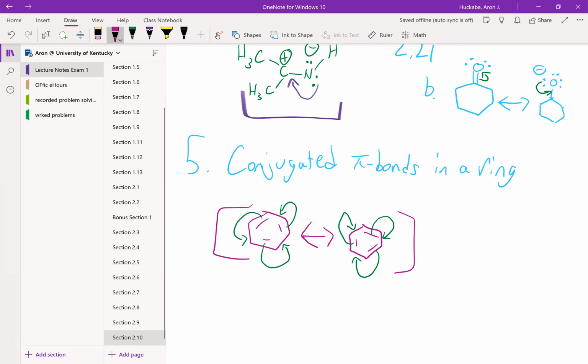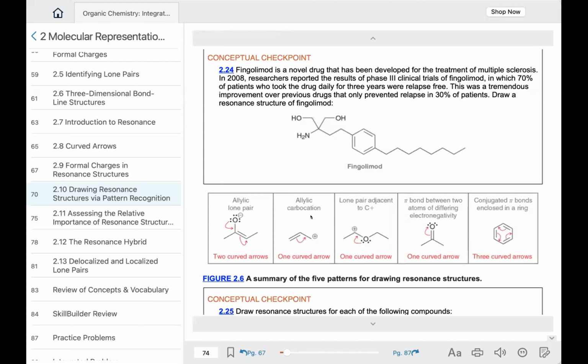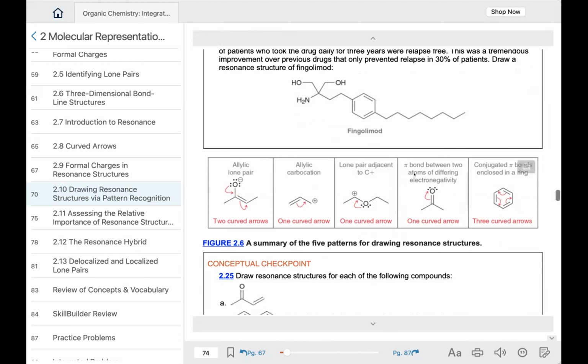All right, so these are the 5 patterns that you should be looking for in resonance drawing. And it just turns out that there's a nice little table in your book shown here. Figure 2.6 gives you the summary of the 5 patterns for drawing resonance structures. So this has been section 2.10.